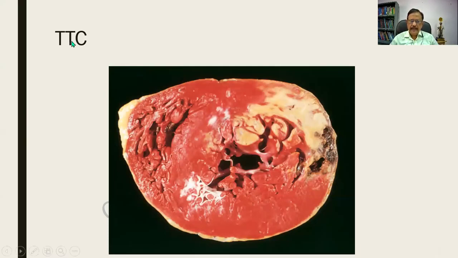TTC, triphenyl tetrazolium chloride. Here it is an autopsy specimen of the heart. In the heart itself, you find the ventricle is very much thickened. Within the first few minutes, or even hours, you will not be able to identify the infarct. So they paint it with a substance called triphenyl tetrazolium chloride, in which the live myocardium will take the red color and the infarcted area takes up a pale color. This is one method of diagnosing, and this picture also is showing a mammoth hypertrophy of the ventricle and a reduced lumen.